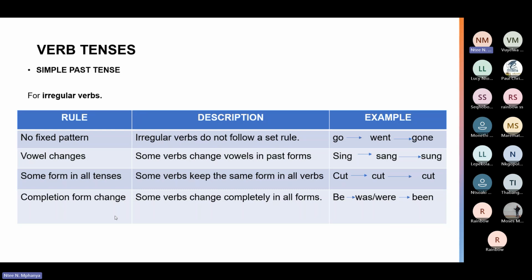Then others change completely in all forms. To be will be, was, or were, depending on the what? On the person and the number. And then the participle will be been. So you see, be changed totally. It becomes was or were in the past, depending on the person and the number. And then for a past participle, it takes the form of been.